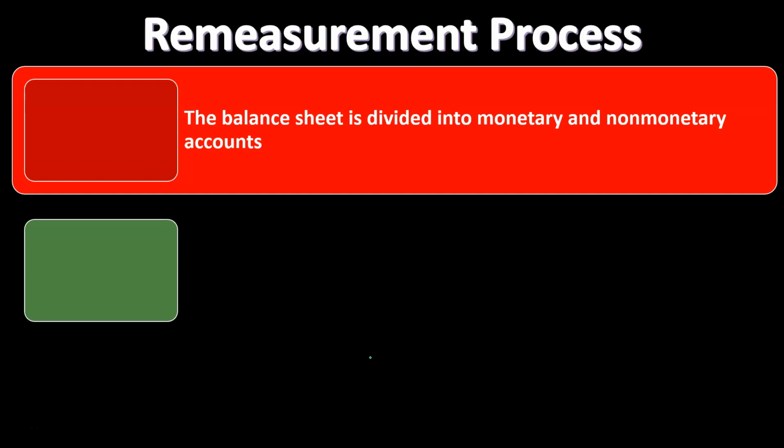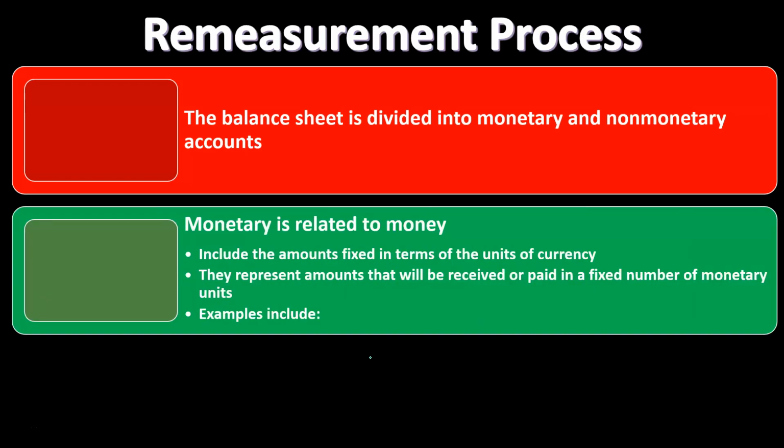So we're going to think about the balance sheet. We're going to be breaking the balance sheet out into these two categories, monetary and non-monetary accounts. Monetary is related to money, of course, and includes amounts fixed in terms of units of currency. So they represent amounts that will be received or paid in a fixed number of monetary units. So, things that you're going to be receiving or paying in monetary units.